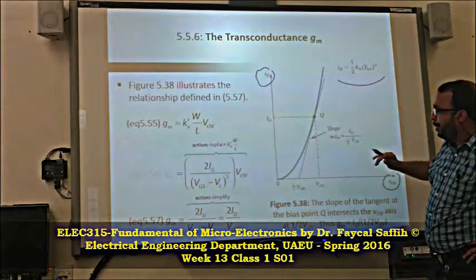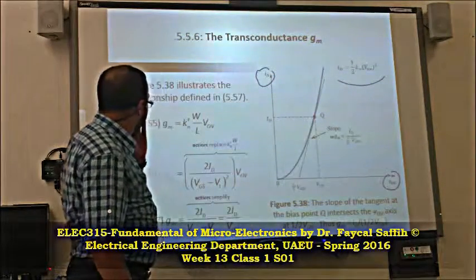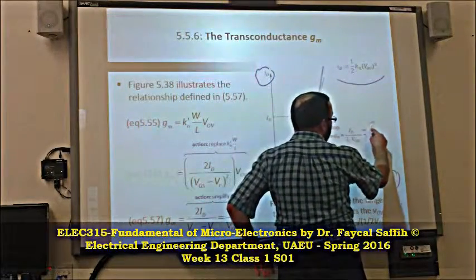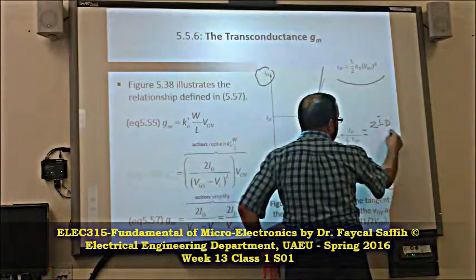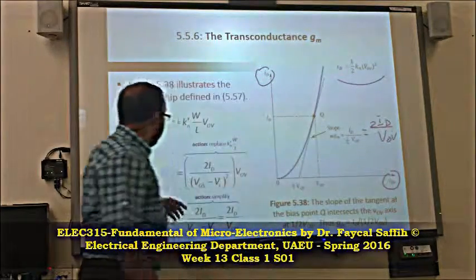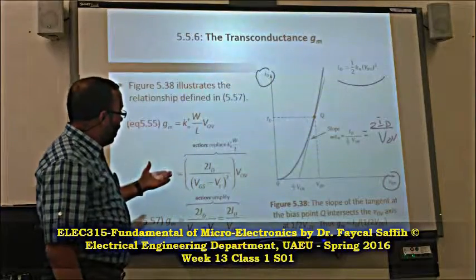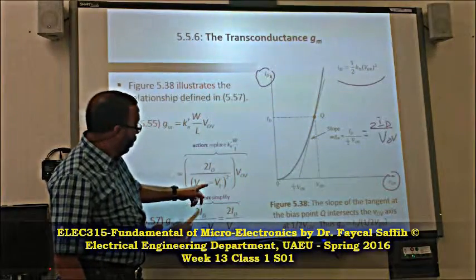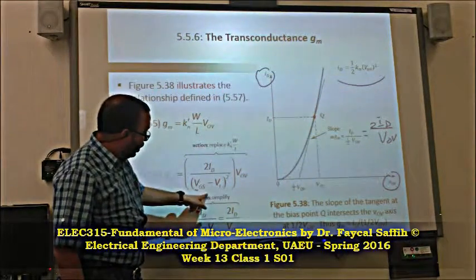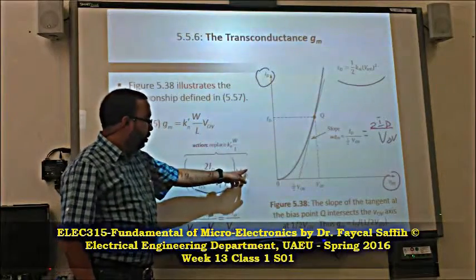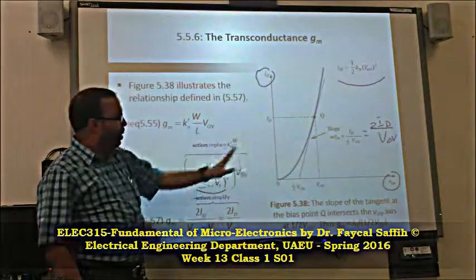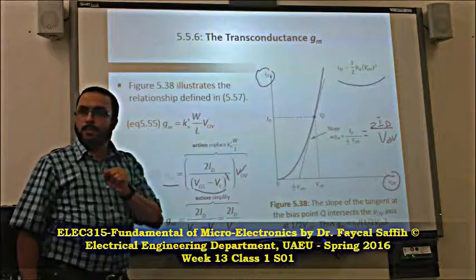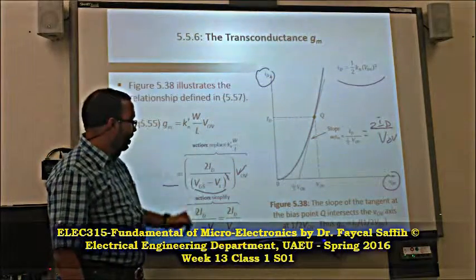Okay, and if you calculate this, we come here. When we develop this, it's equal to 2ID divided by the overdrive. So gm is 2ID divided by the overdrive, and this is the overdrive square times the overdrive. So we have the same equation, because we can cancel this with the square root. Bingo, it's the same.